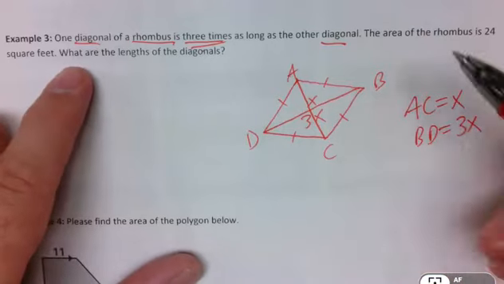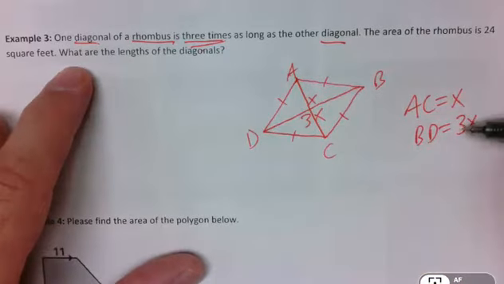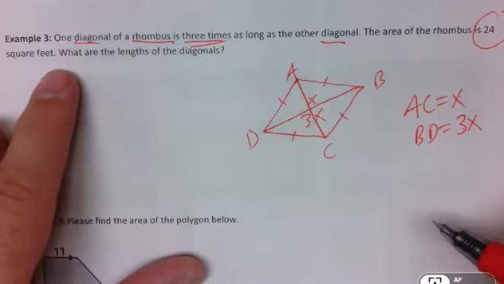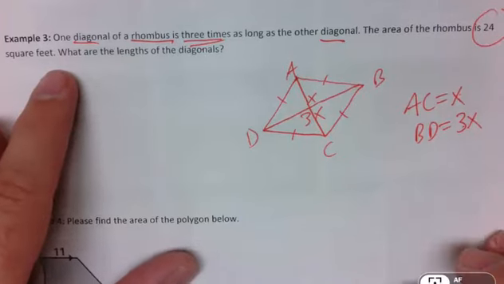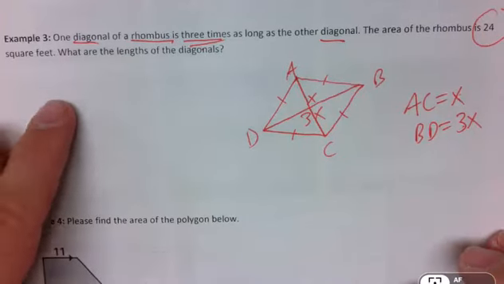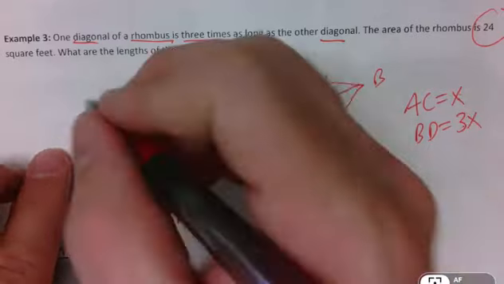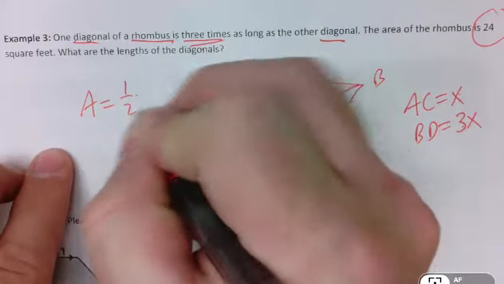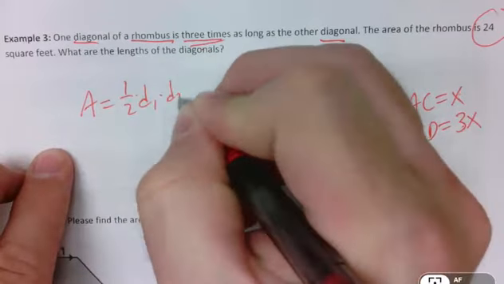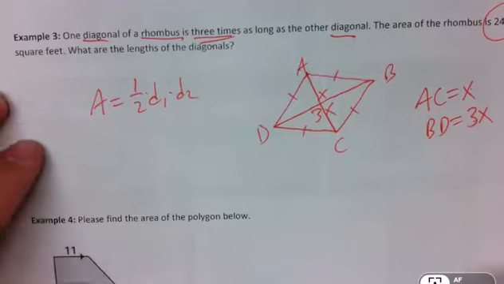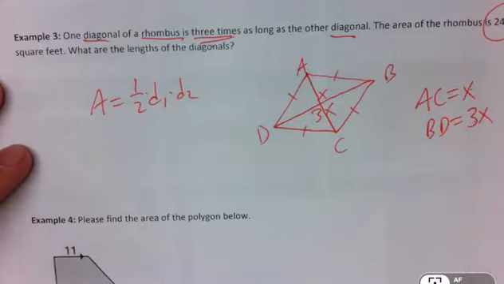So it doesn't really matter what you pick. You just have to know that one of them is 3 times bigger than the other. The area is 24 square feet. All right, so we need the formula for area of a rhombus. If you look that up on your formula sheet, you should get the area of the rhombus is 1/2 the product of the diagonals. Now you might ask why I didn't choose to use base times height for this, since it's also a parallelogram.